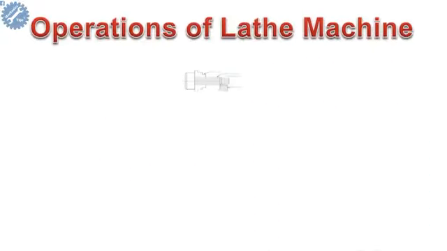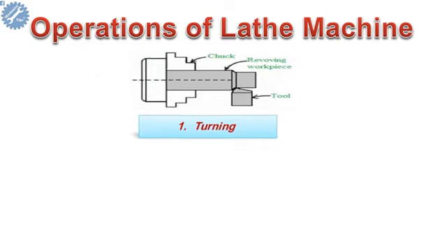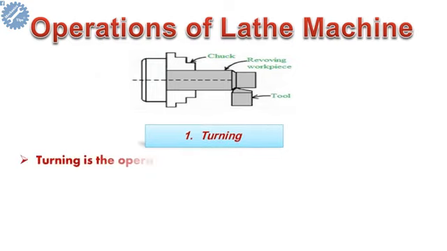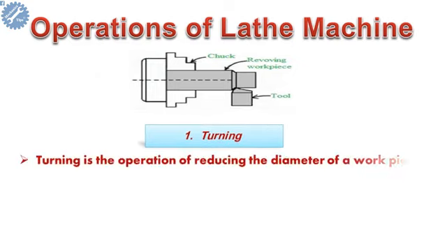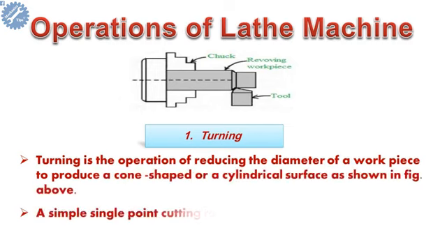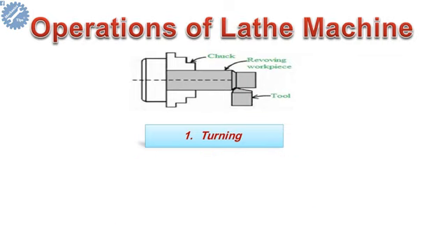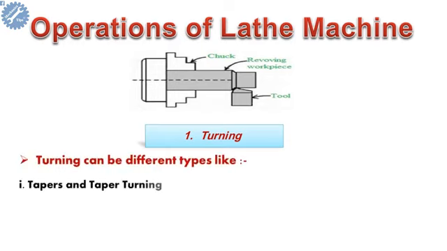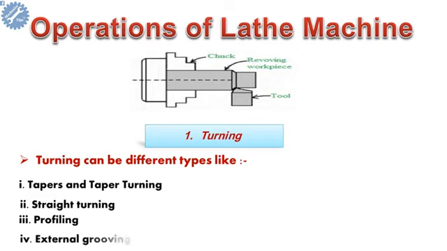Operations of lathe machine: Turning is the operation of reducing the diameter of a workpiece to produce a cone-shaped or a cylindrical surface, as shown in the figure above. Simple single-point cutting tools are used for turning operations. Turning can be of different types like taper turning, straight turning, profiling, and external grooving.